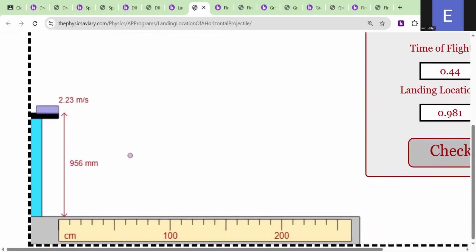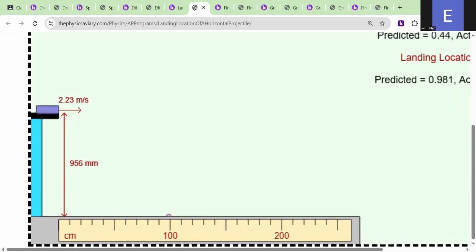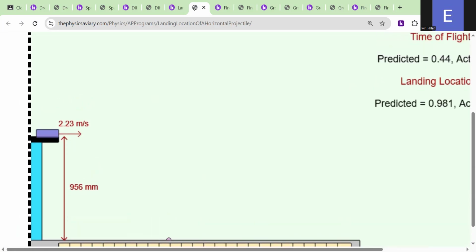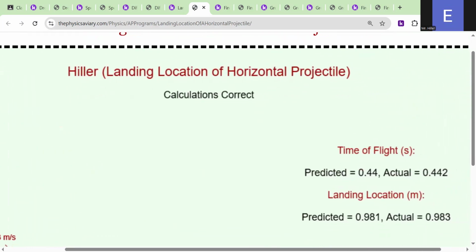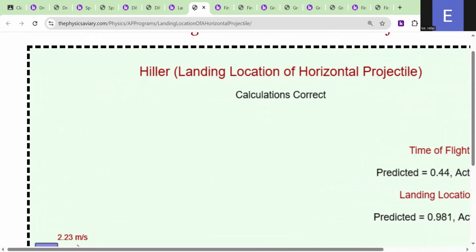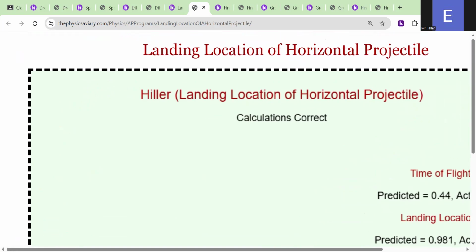Okay, it's going to launch, and there you go. You can see it lands almost at the 1-meter mark, which is pretty close to what I calculated, right? I predicted 0.981. It was actually 0.983. Pretty close. Hopefully you were able to get question 4 correct yourself. If so, move on to question 5.